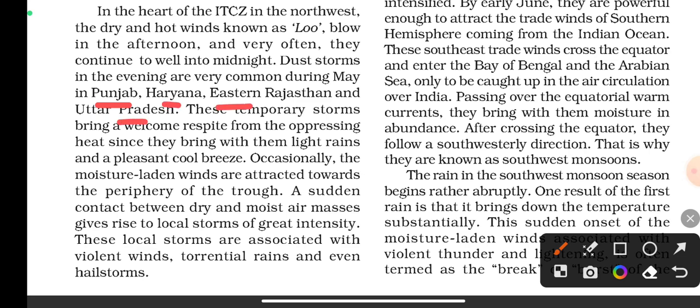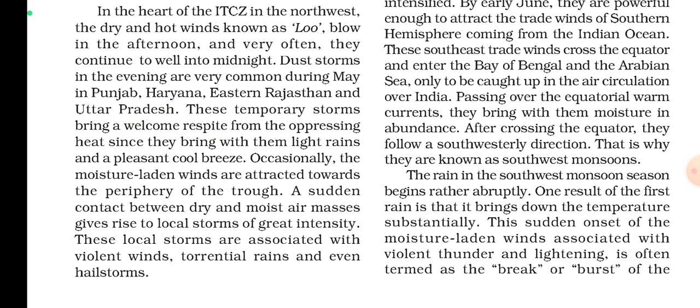So these temporary storms bring a welcome respite from the oppressing heat, since they bring with them light rains and pleasant cool breeze. Occasionally, the moisture-laden winds are attracted towards the periphery of the trough. A sudden contact between dry and moist air masses gives rise to local storms of great intensity. These local storms are associated with violent winds, torrential rains, and even hailstorms.